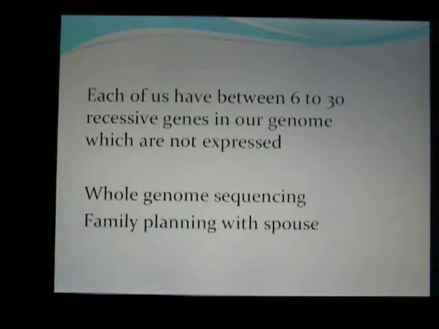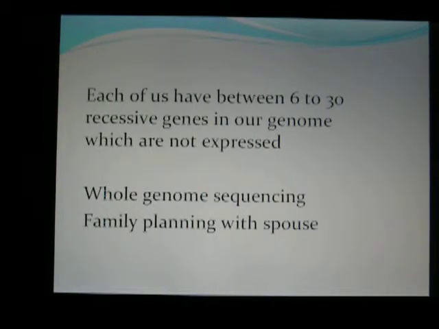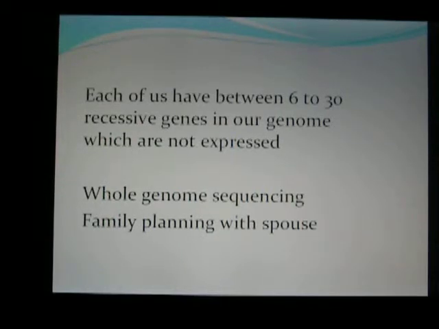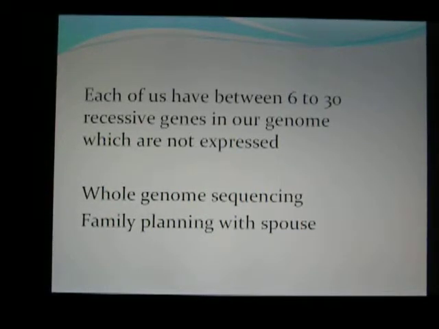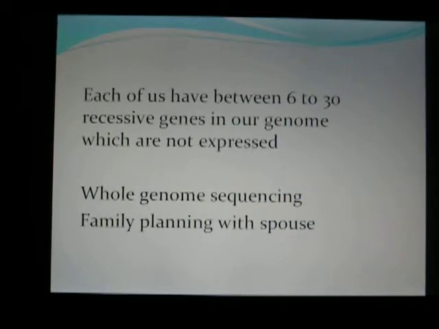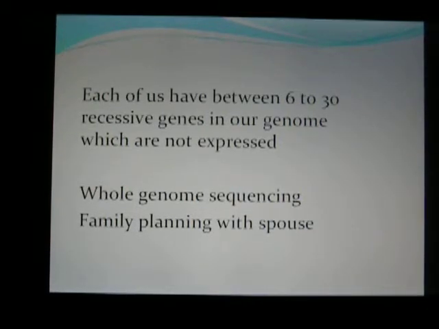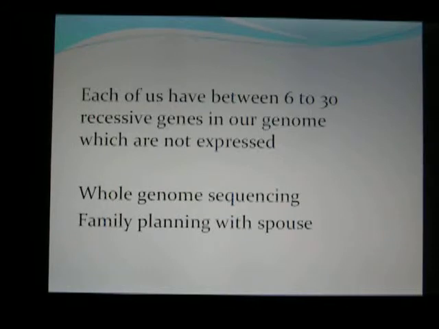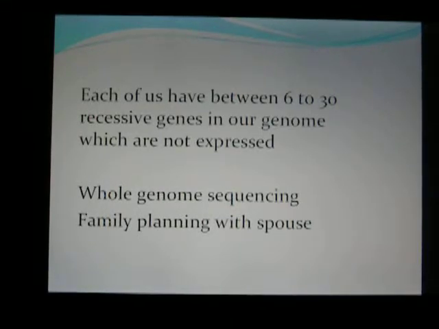So it's estimated that the average person has between 6 and 30 recessive genes in their genome that they are not aware of. Whole genome sequencing, which we will talk about soon, involves getting the correct DNA sequence for all the genes. Eventually, some couples will use this technology for family planning to predict their chance of having children with these rare Mendelian disorders.